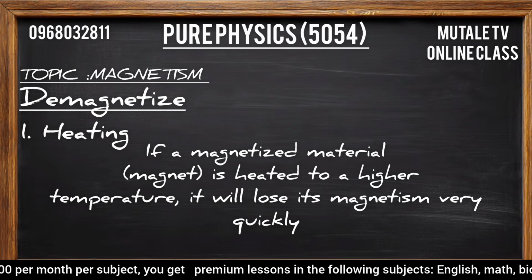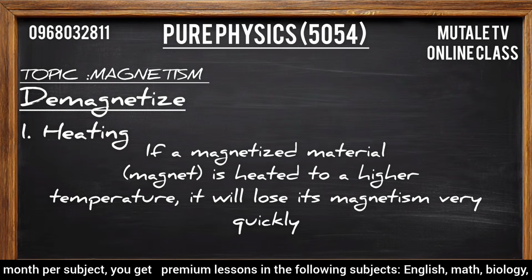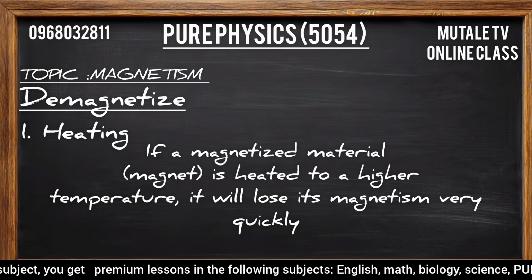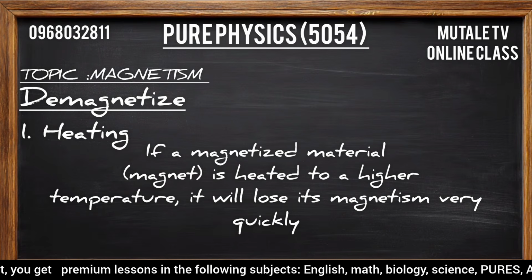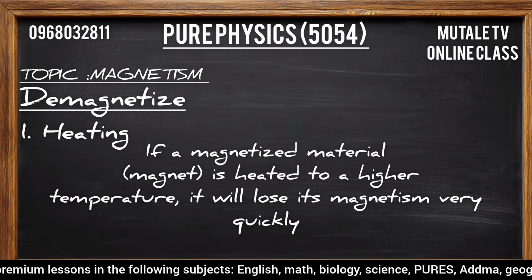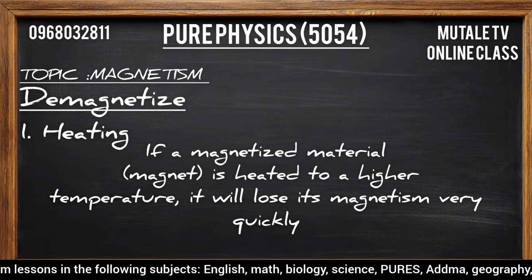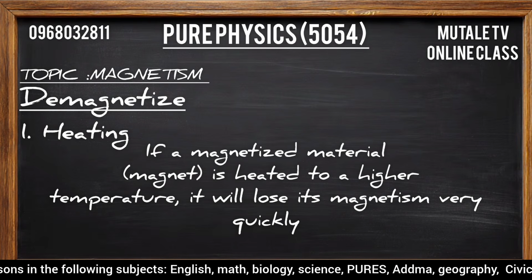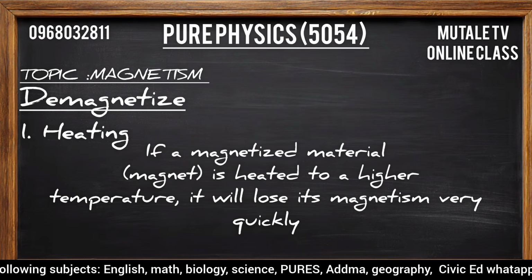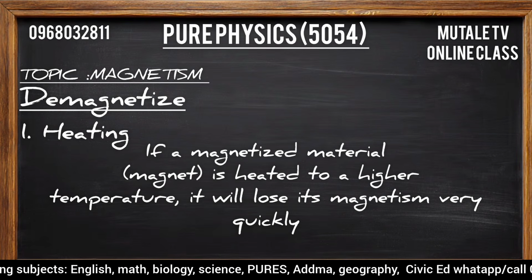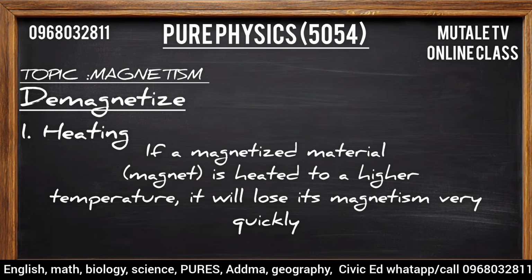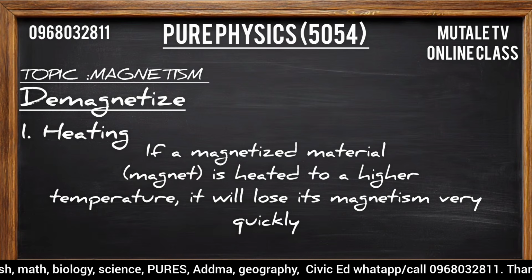Heating. If a magnetized material is heated to a high temperature, it will lose its magnetism very quickly. Why? Because the dipoles inside the magnet will gain a lot of kinetic energy, and they'll start moving around. Hence, they will move in all directions. Once the dipoles move in all directions, it means that hard magnetic material will not be a magnet anymore, because the dipoles are not arranged in one direction.